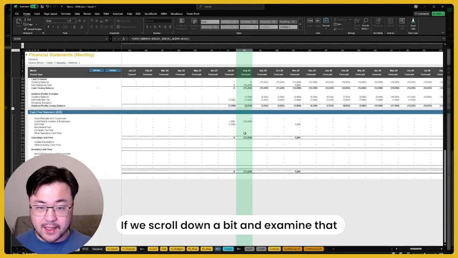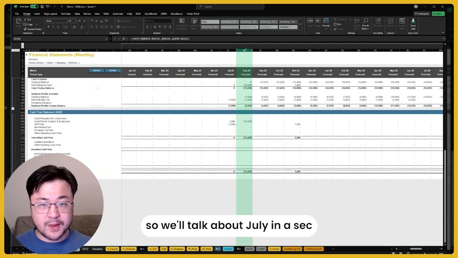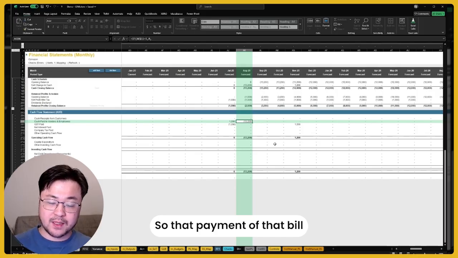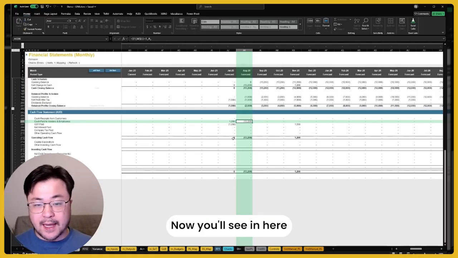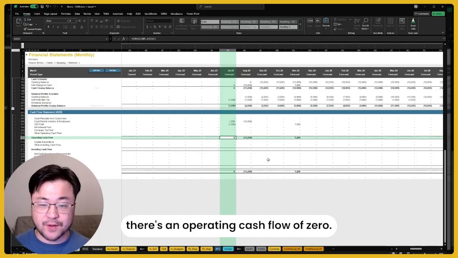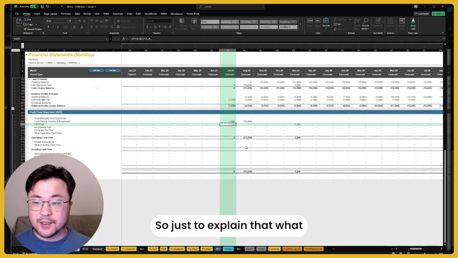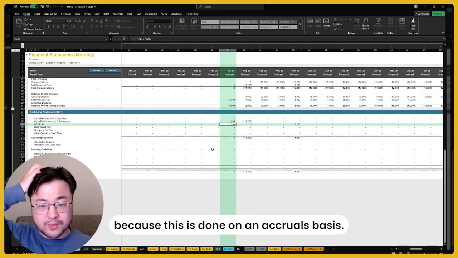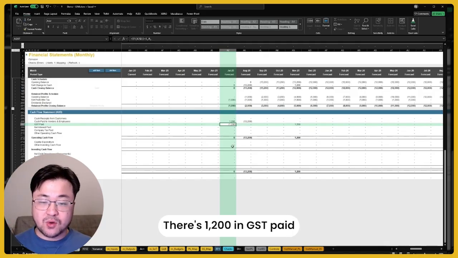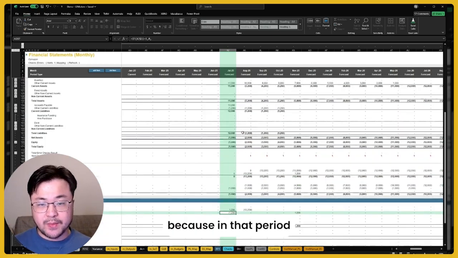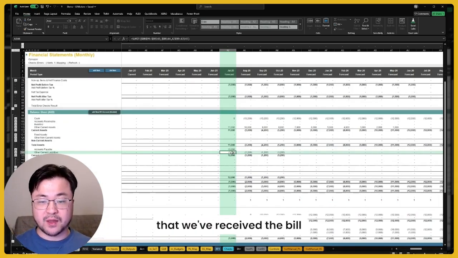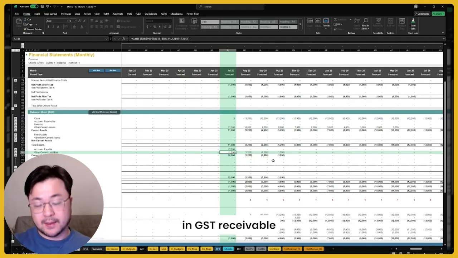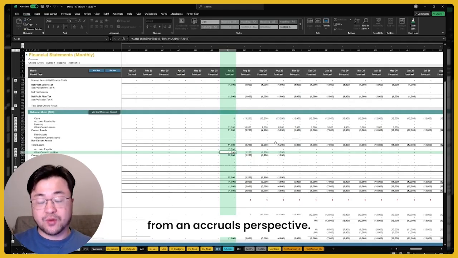If we scroll down a bit and examine that, we'll talk about July in a sec, but we'll see in August, it's 13,200. So that payment of that bill has moved into the next month. Now, you'll see in here, there's an operating cash flow of 0, but there's some numbers here. Just to explain that, because this is done on an accruals basis, there's 1,200 in GST paid, because in that period that we received the bill, we've recognized the GST liability from an accruals perspective, in GST receivable from an accruals perspective.